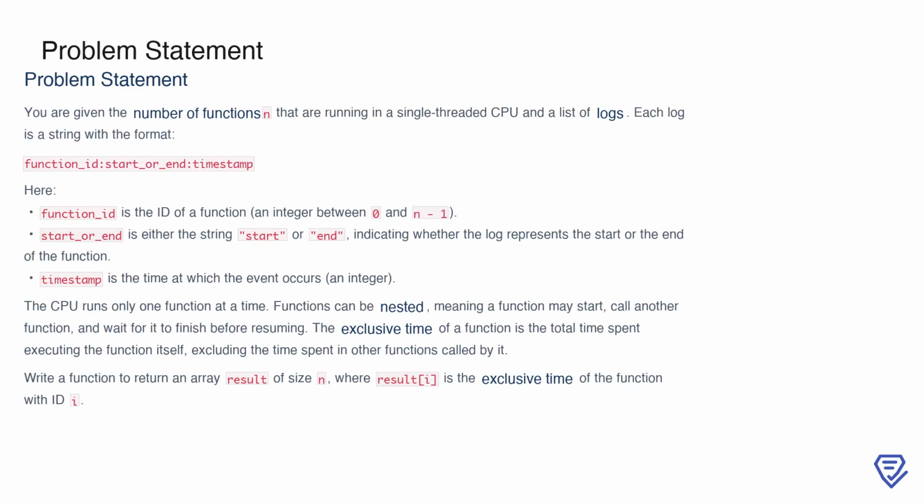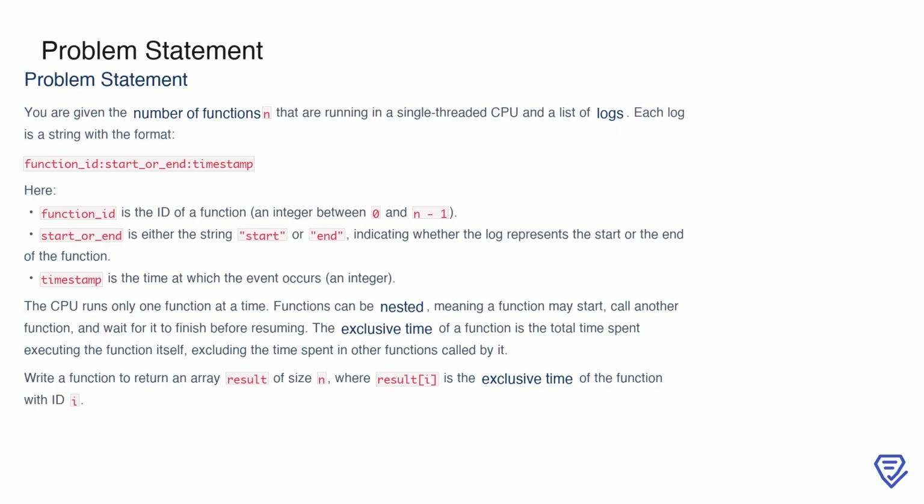In this problem, we are tasked with analyzing the execution time of functions running on a single-threaded CPU. The input consists of the number of functions, denoted as n, and a list of logs. Each log is a string formatted as function_id:start_or_end:timestamp, where function_id represents the function's unique identifier, start_or_end indicates whether the function is starting or ending, and timestamp specifies the exact time of the event.